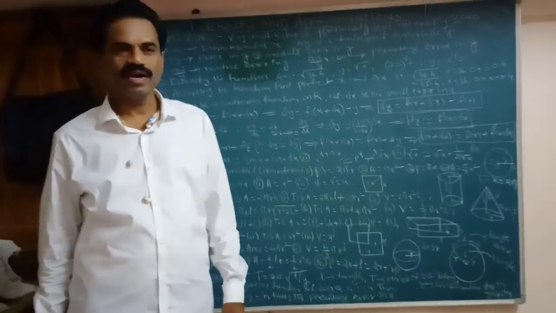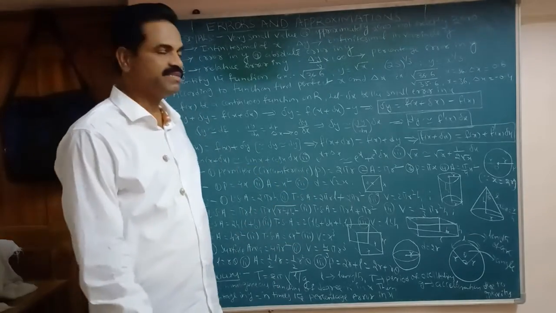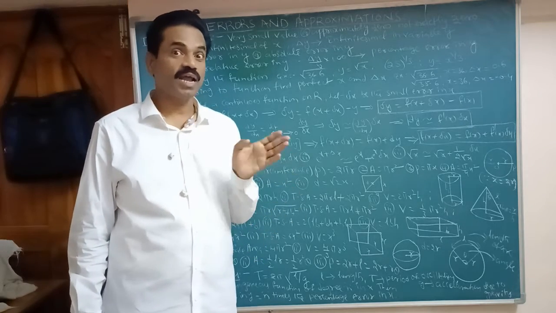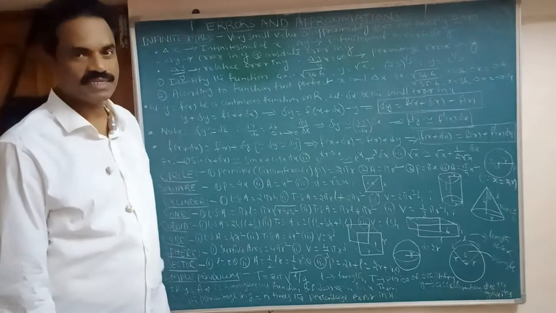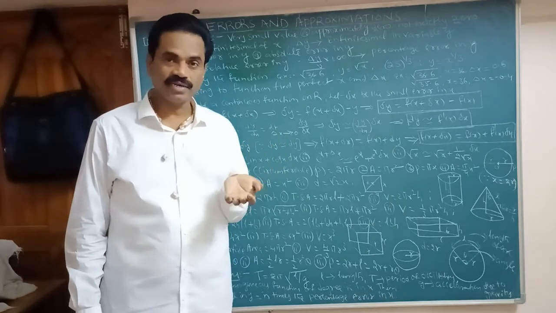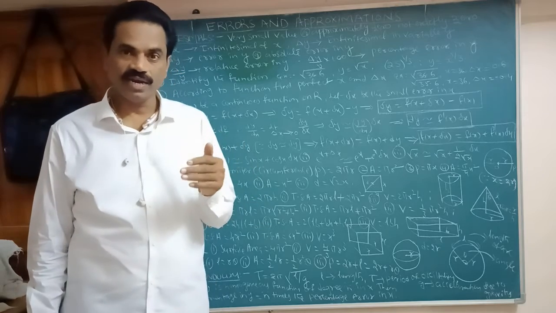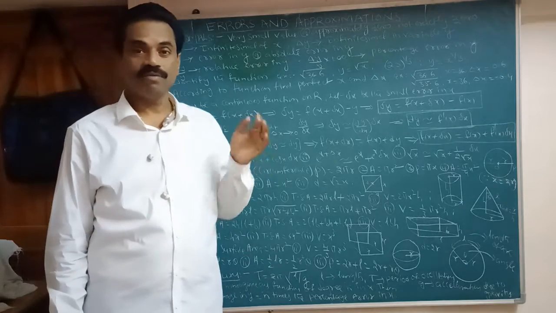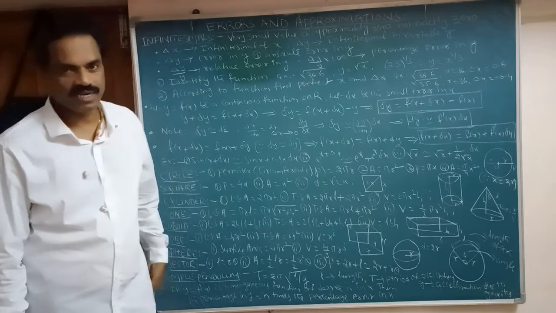Delta y is the infinitesimal in the variable y, or the error in y, also called the absolute error in y. Delta x is the error in x. Delta y by y is the relative error in y. Delta y by y into 100 is the percentage error in y.